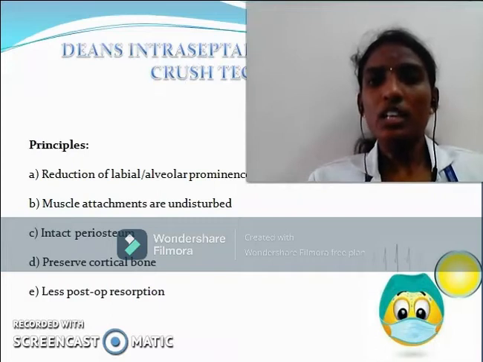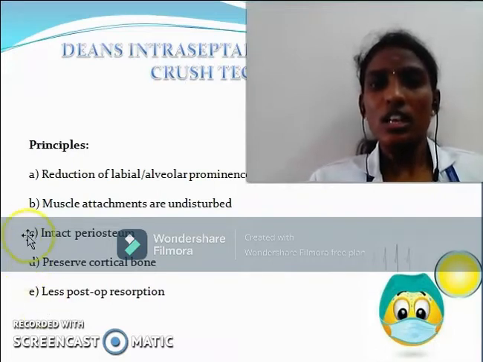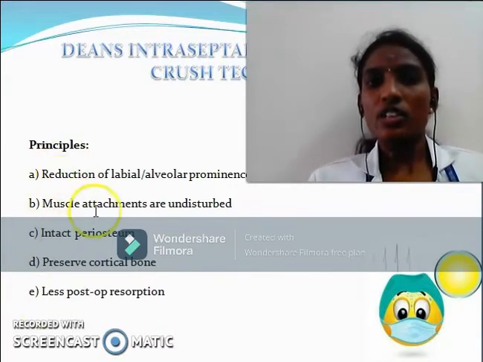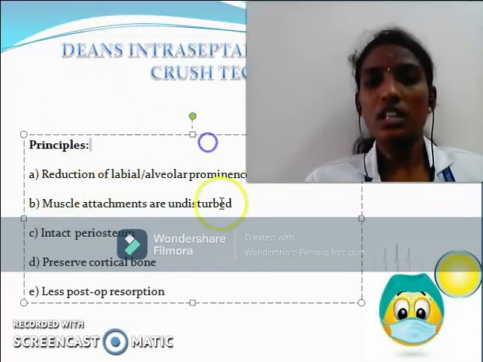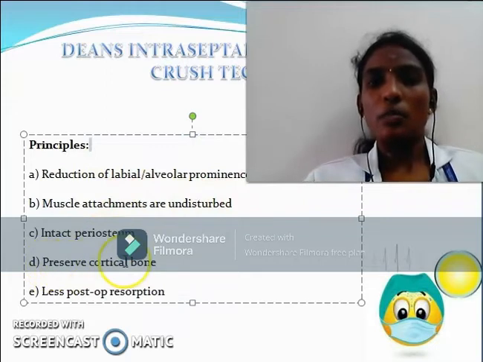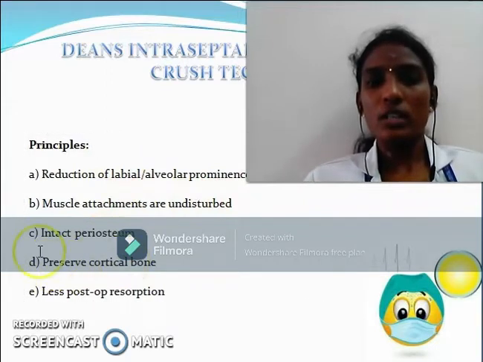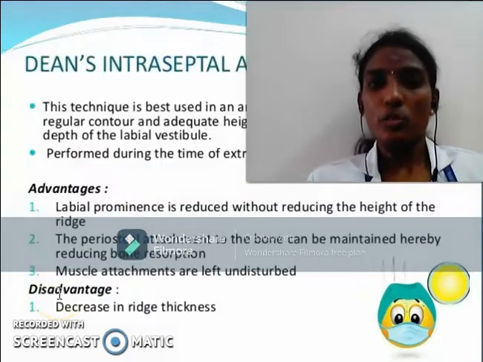Dean's intercortical crush technique. The principle is reduction of labial and alveolar prominence. The muscle attachment is not disrupted and the periosteum is intact. There is preservation of cortical bone and less post-operative resorption.